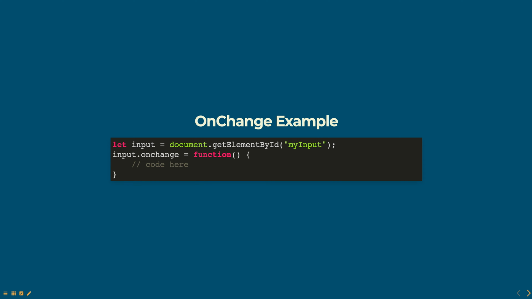OnChange event. This event is triggered when the value of an input element is changed by the user. This can be used to validate form input, update other elements on the page, or send data to a server. Here is an example of onChange event.